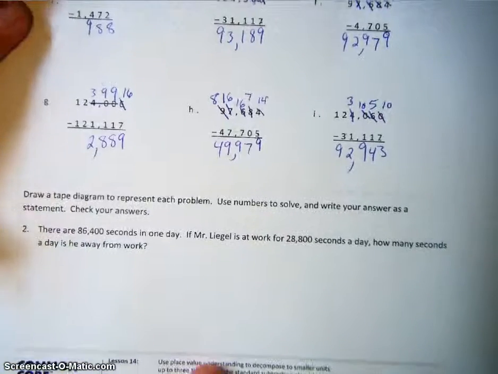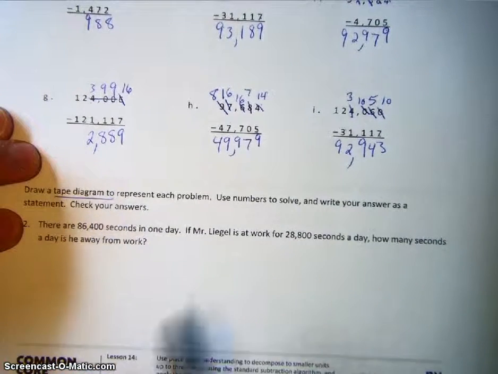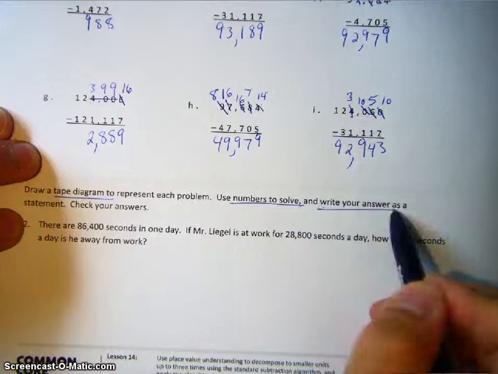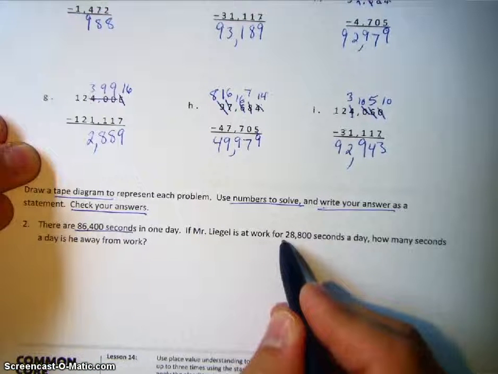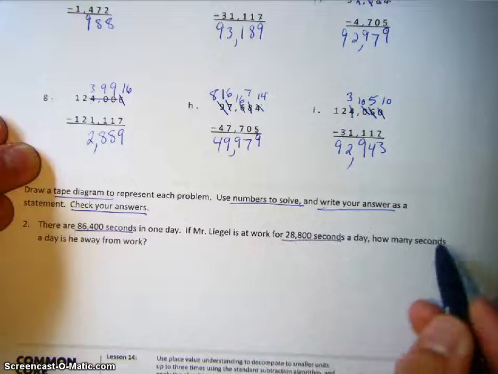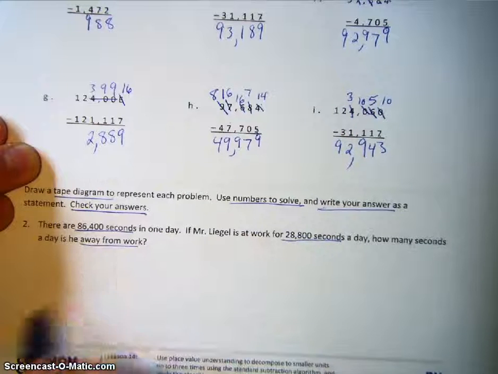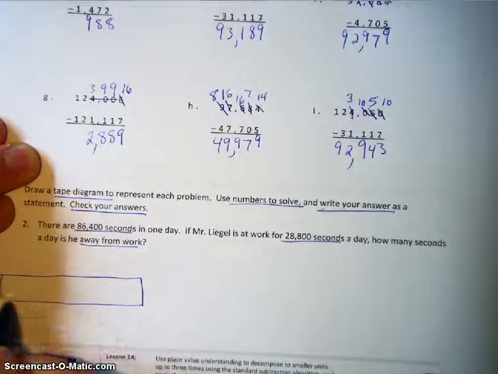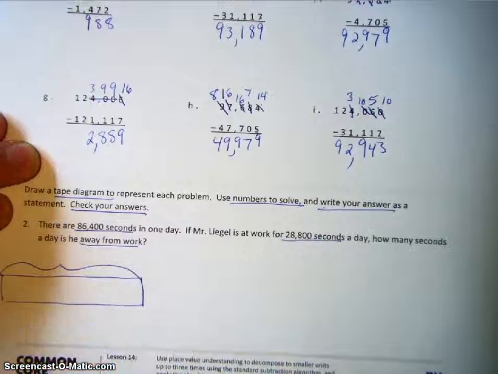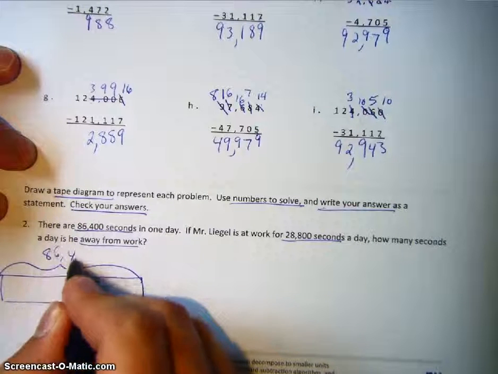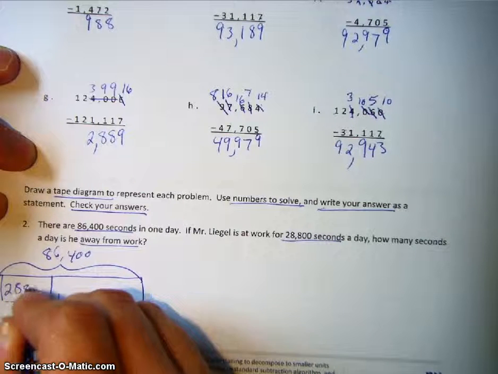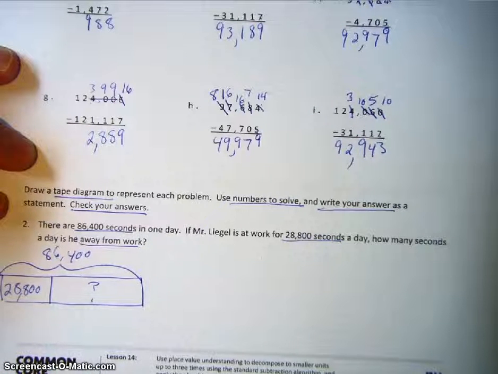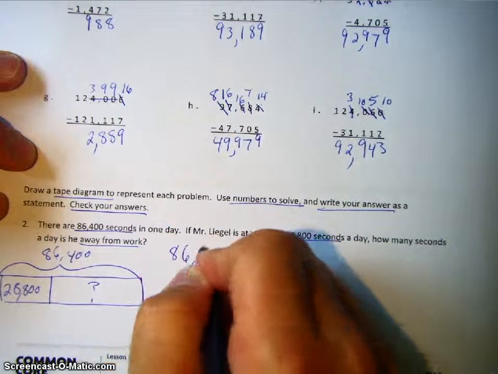Okay. So we're going to draw a tape diagram. We need to use numbers to solve, write an answer statement, and check our work. So just like what we did with yesterday. So there's 86,400 seconds in one day. If Mr. Legal is at work for 28,800 seconds a day, how many seconds a day is he away from work? Okay, so we have our full day. Okay, and our full day has 86,400 seconds. Okay, so now he's at work for 28,800. We need to know how much is he not at work. Okay, so again, we're going to do our subtraction.